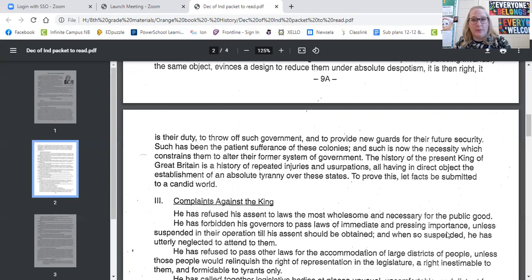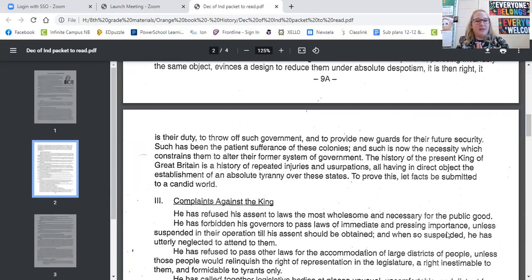Okay, then here's what we're going to do. We're going to highlight this last statement. To prove this, let facts be submitted to a candid world. This letter is not just going to Great Britain. They're sending it to everyone in the world. So everyone knows that they're free and open to trade with whomever.